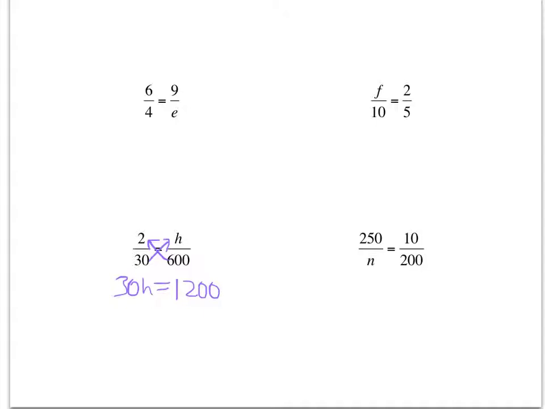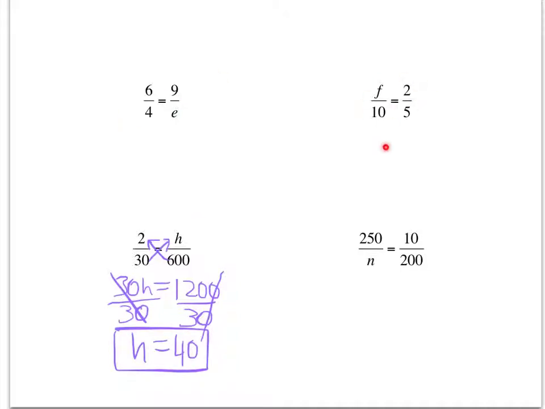Okay, then this is a one-step equation, so now I want to get the h all alone. So I'm going to divide both sides by 30 to isolate that h. 30 divided by 30 is 1, and 1 times h is just h. And then 1,200 divided by 30, well, they both have a factor of 10, so I can cross out those zeros. So the answer would be the same as 120 divided by 3, which is 40. So our answer is 40. Okay, so all of these problems should yield a one-step equation after you cross multiply. Okay, let's go ahead and move on to the back side.